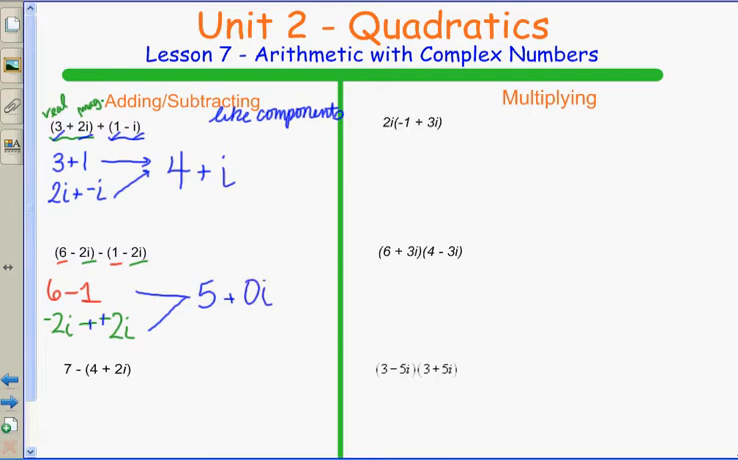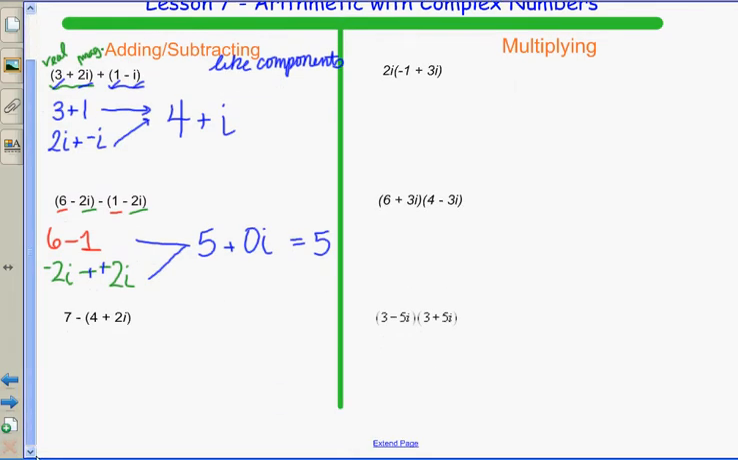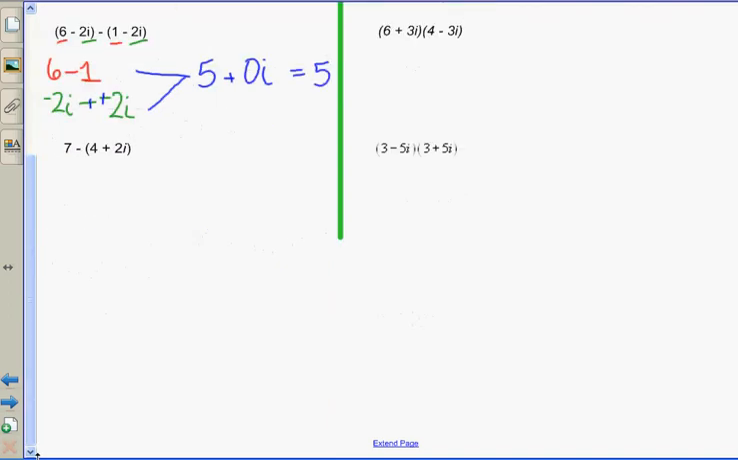And that's a number that you know normally. This is just the number 5. Right? It has no imaginary component. So when I combine those two complex numbers, I get just a regular number, a real number. But you can write it as 5 plus 0i or just 5. I'll take it either way.